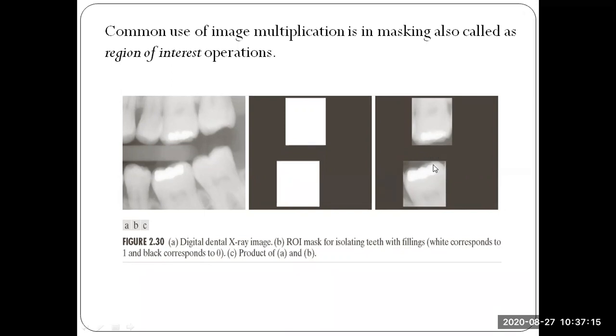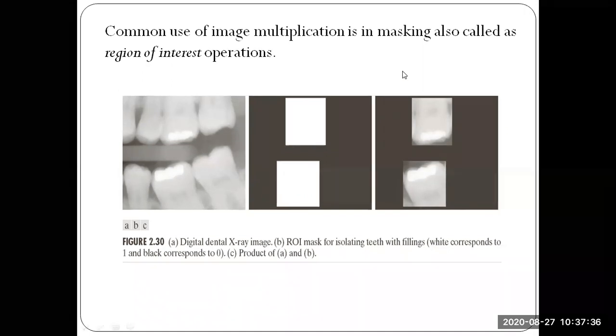Okay. So the common application of image multiplication is masking, also called region of interest. What is called region of interest? I don't want the remaining part; I want only a region of interest. So the common use of multiplication is called region of interest, or masking. Next.